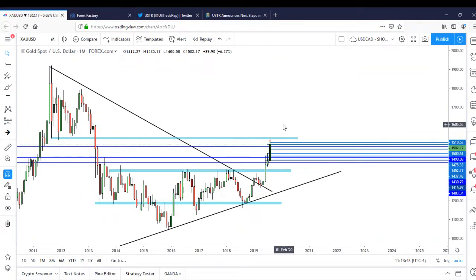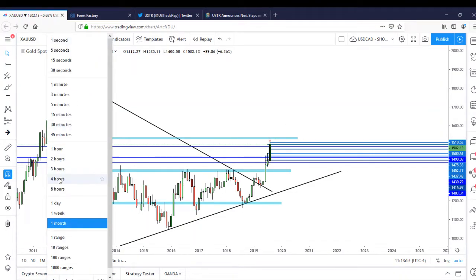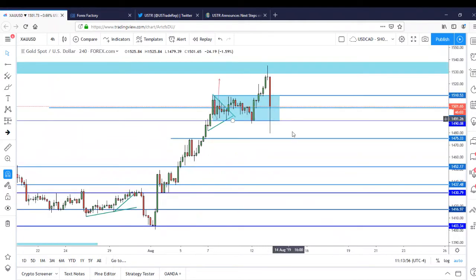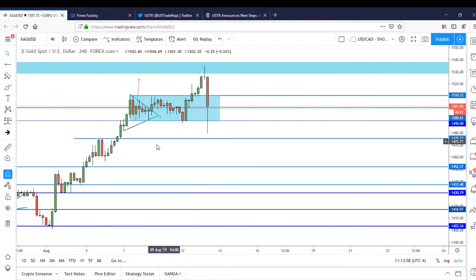I believe I had a video saying gold to 1535, and even the description of yesterday's video had that, I believe. So that's great and dandy. We made some profits there. So that Aussie stop hunt or stop loss didn't hurt too much.